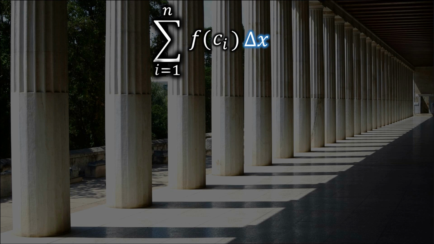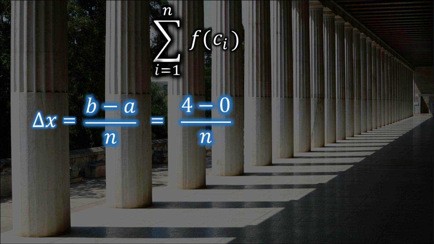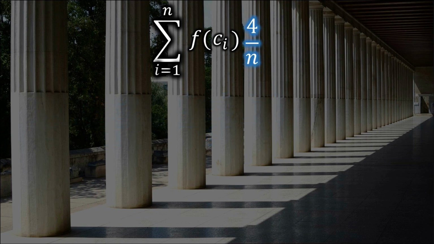I'm not letting the widths of my rectangles change. That's just too much. There's no need for that kind of business. And the way that we've always found it was with b minus a over n, the length of the interval divided by the number of rectangles that need to be crammed into it. In our case, that's 4 minus 0 over n, or 4 over n. That was our delta x.